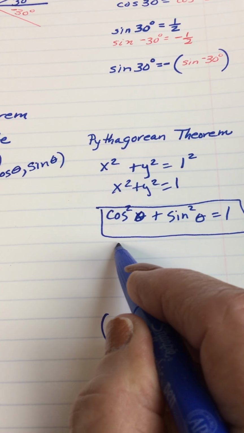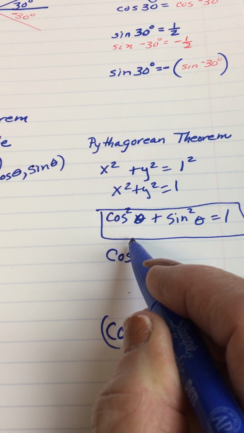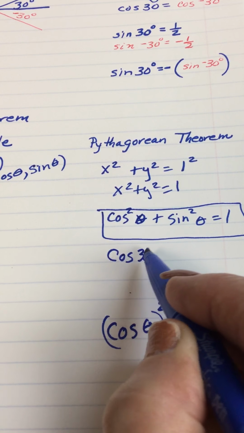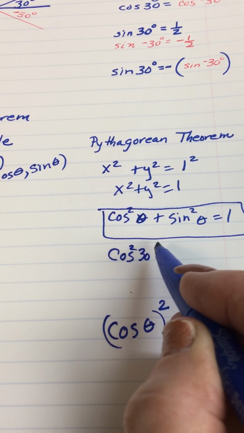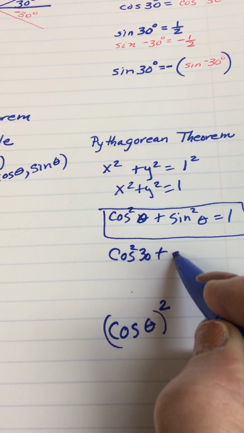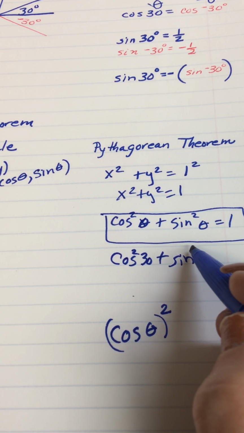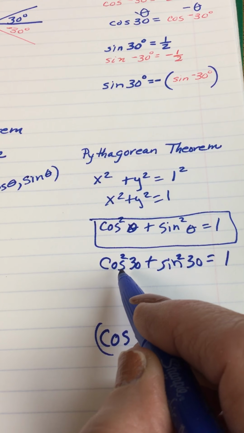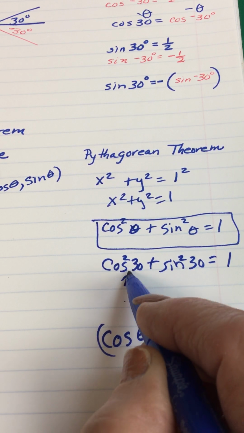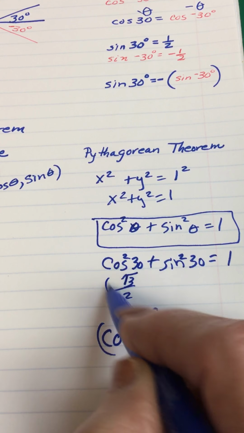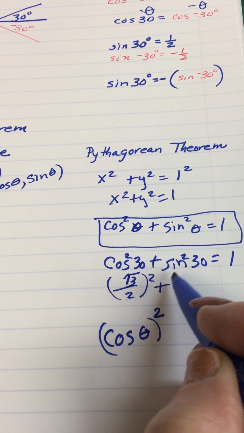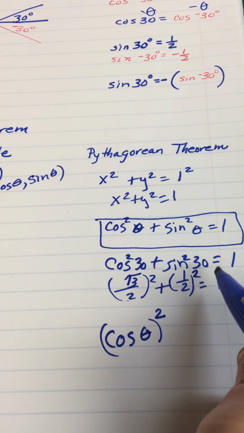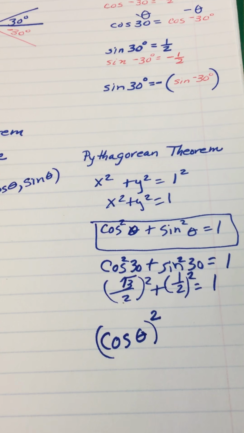Now I'm going to demonstrate that to you. Let's do the cosine of, let's say, 30 degrees, and we want to square that. And we're going to do the sine of 30 degrees squared, and that should equal 1. The cosine of 30 degrees is the square root of 3 over 2, and we'll square that. The sine is 1/2, and we'll square that. And let's see if that is equal to 1.